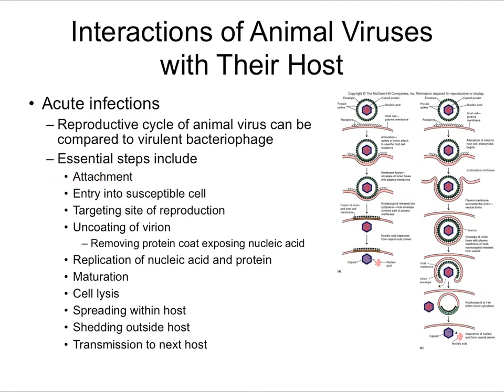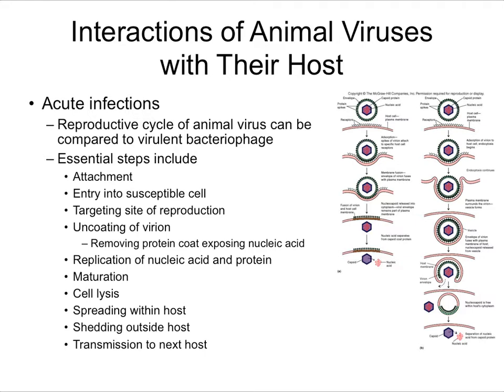So we have attachment, entry, and there's a couple of different ways of entry, depending upon whether the virus is enveloped or not. If the virus is enveloped, one way that it can get in is through fusion. In fusion, what happens is it docks very close to the cell membrane, and then the cell membrane merges with the viral envelope, which is basically similar to a cell membrane. Kind of similar to if you see two soap bubbles collide and they just merge into one big soap bubble. And when the membranes merge, the naked virus particle is released inside the cell.